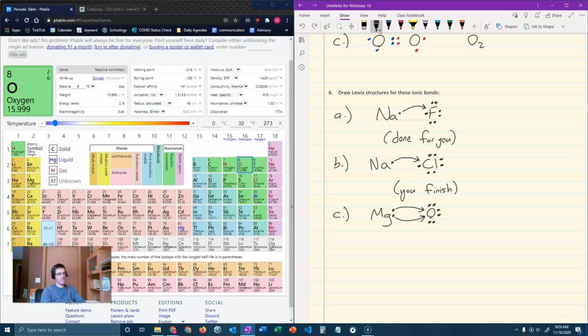Just for fun, formulas on these ones. This is NaF, pronounced sodium fluoride. This is NaCl, this is pronounced sodium chloride. And this is MgO, pronounced magnesium oxide. Good review, everybody.